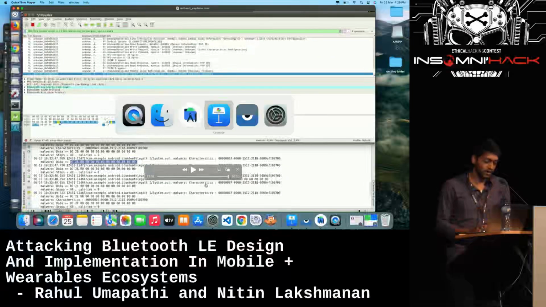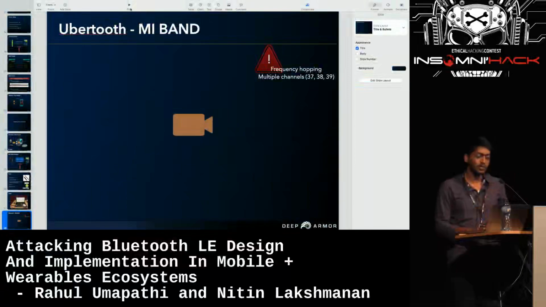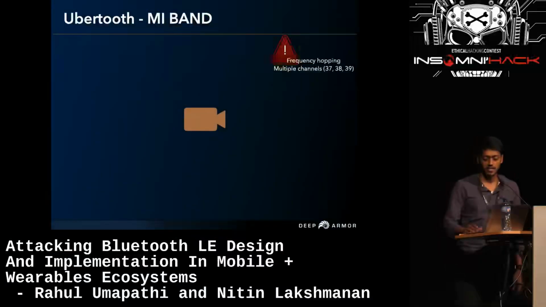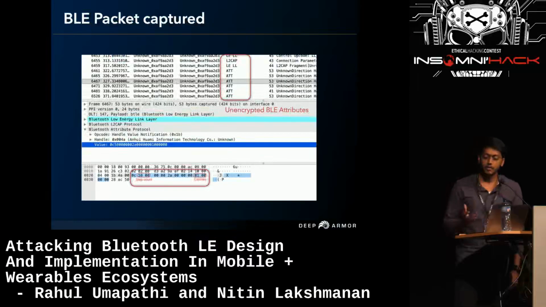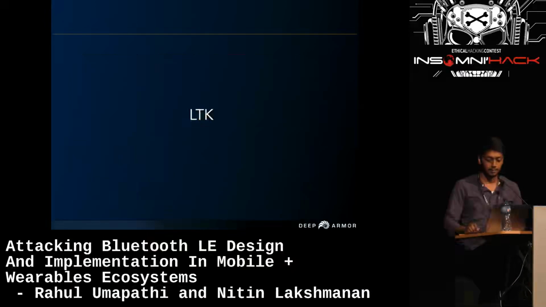So LTK encryption is not enabled, and we are able to see the packets as they are. We are able to see the unencrypted BLE attributes, and we have found the step count and calories over the air. So this brings us to the topic of LTK, long-term key.